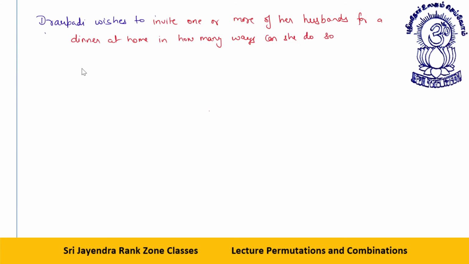See, she has five husbands: Yudhishthir, Bhim, Nakul, Arjun, Sahadev. For the first person, she has two options: whether she will call him or not. For the second, she will also have two options: whether she will call him or not. Again, for the third person, Arjun also, either Draupadi will call him or she won't call him. Then again two. So this is how many ways? This is 32 ways.